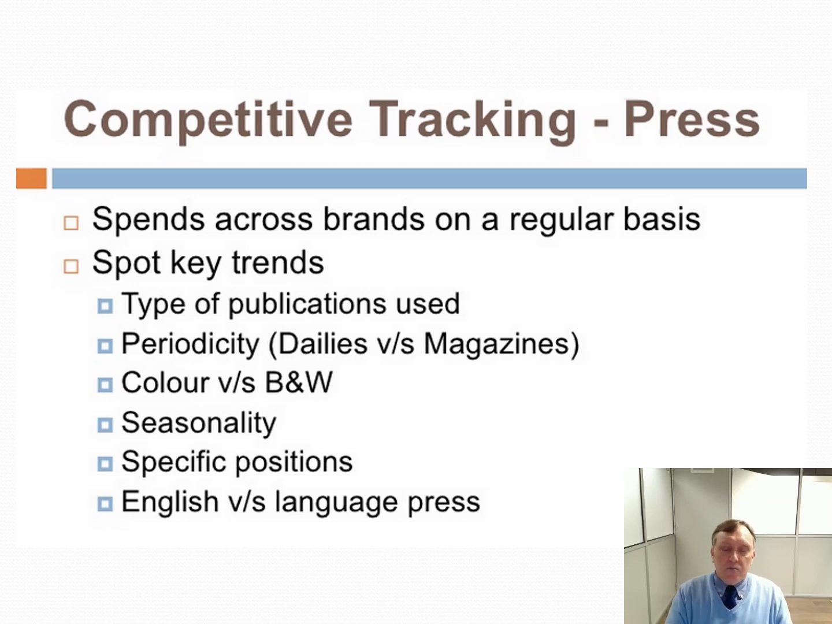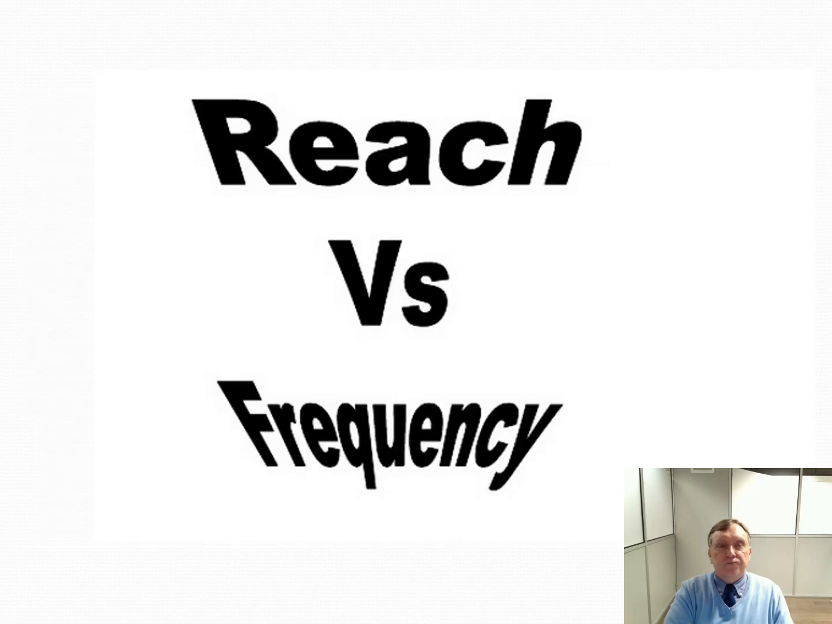In other words, a magazine comes out and it's there for a month. Maybe doing color adverts or black and white. Seasonality, in other words, is something coming out or is more popular over a particular season. Maybe particular positions, the positioning of the product. English language or going into a different language in the foreign press.